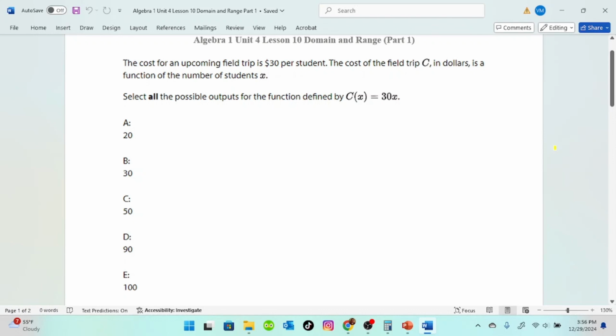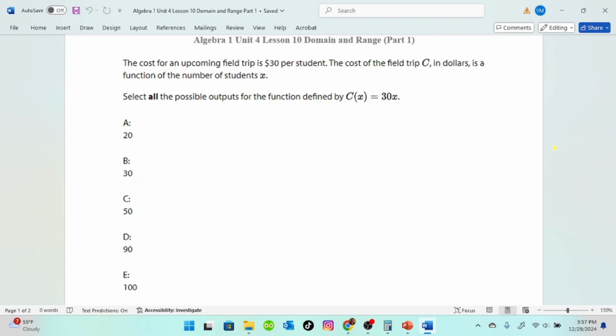Now we can start with the practice problems on Unit 4, Lesson 10, Domain and Range, Part 1. The cost for an upcoming field trip is $30 per student. The cost of the field trip, capital C, in dollars, is a function of the number of students x. Select all the possible outputs for the function defined by capital C of x equals 30x.